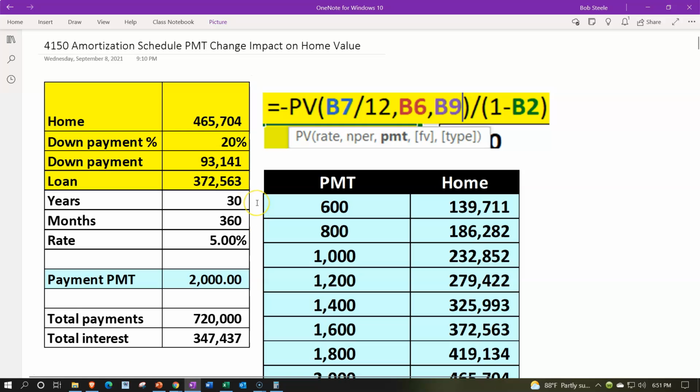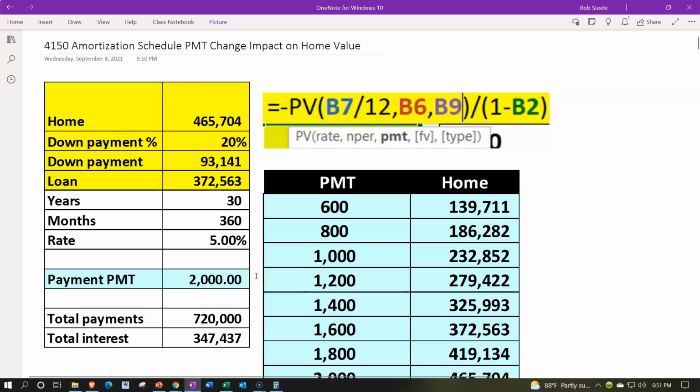Then we're going to have the years, which we will keep constant at a 30-year loan. 30 times 12 will give us that 360 in terms of the periods, in terms of months. We're going to have the rate, which will stay constant at the 5%. And then the payment amount is the amount that we will change and see, holding everything else constant, what the impact will then be on the home amount, which will calculate down through the loan amount. So let's see how this calculation will work.